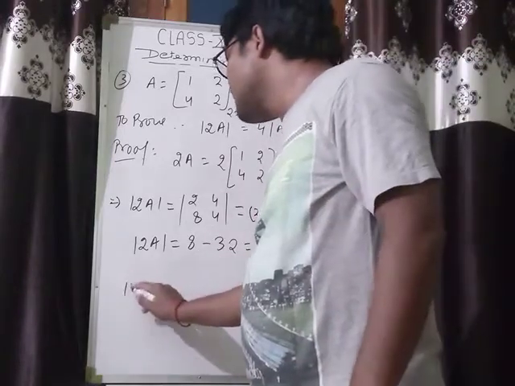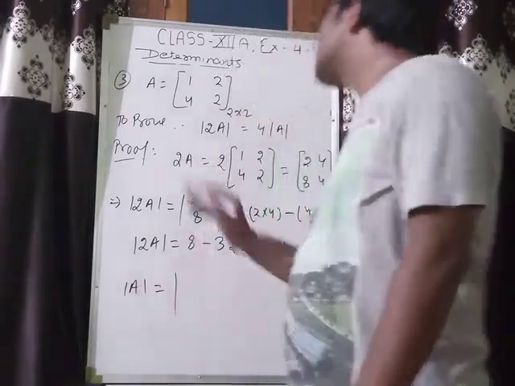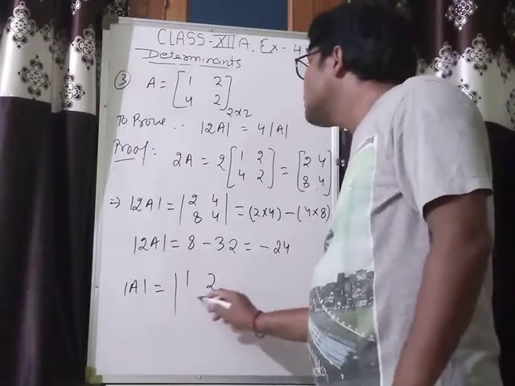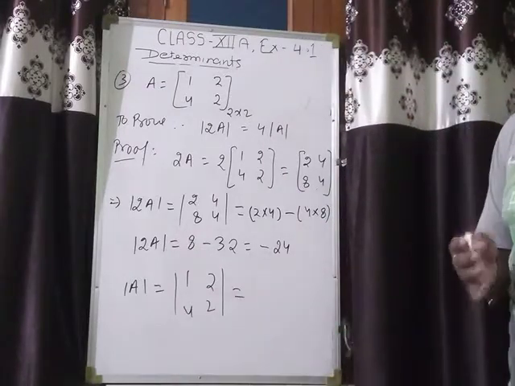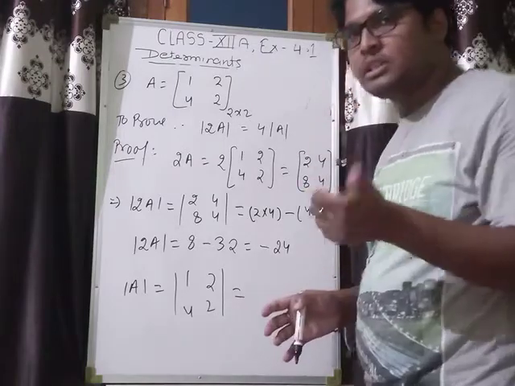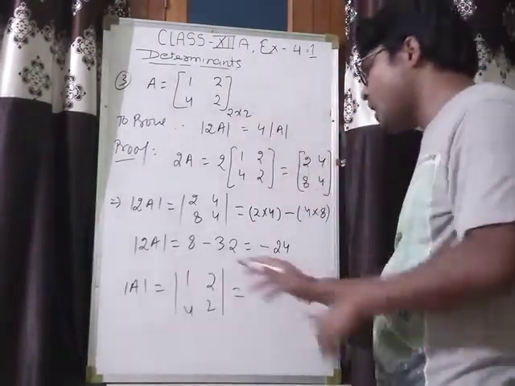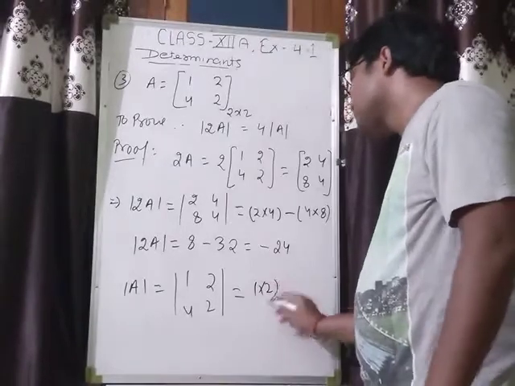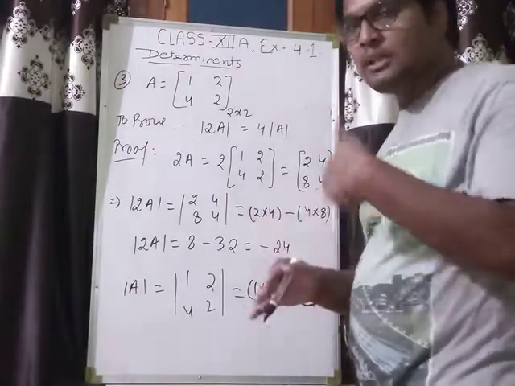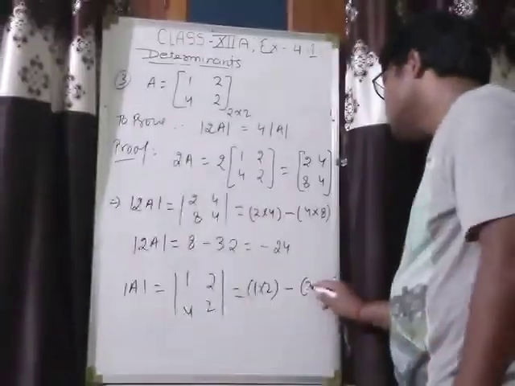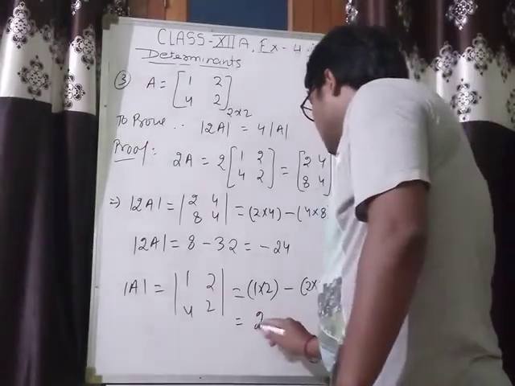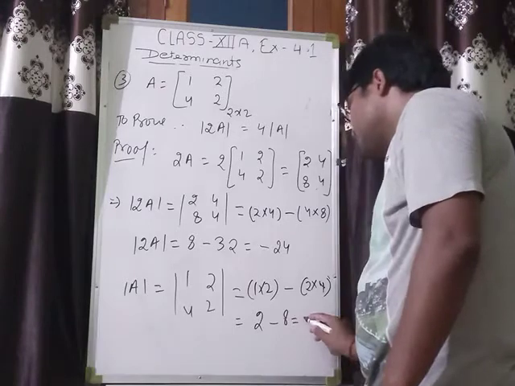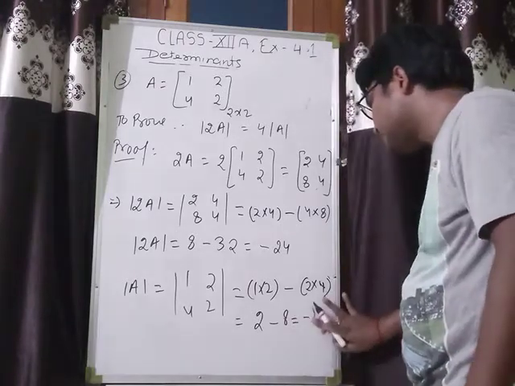What will be the determinant of A? Determinant of A, that is determinant of [1 2; 4 2]. This is also a matrix of order 2. So how can we find out its determinant? By multiplying its diagonal entries, that is 1 into 2, minus multiplication of off-diagonal entries, that is 2 into 4. Okay, so what we have from here? We have 2 minus 4 to the 8, that is minus 6.